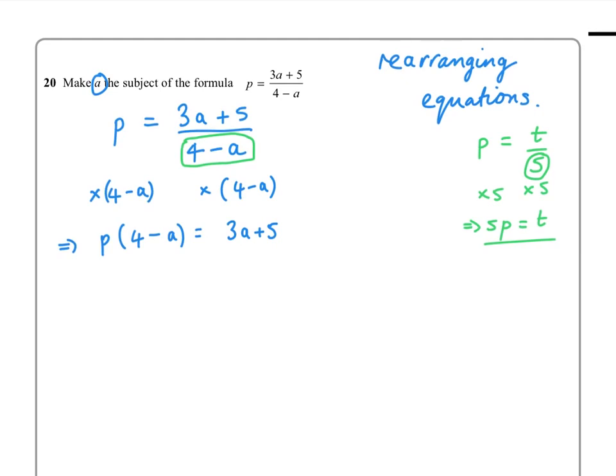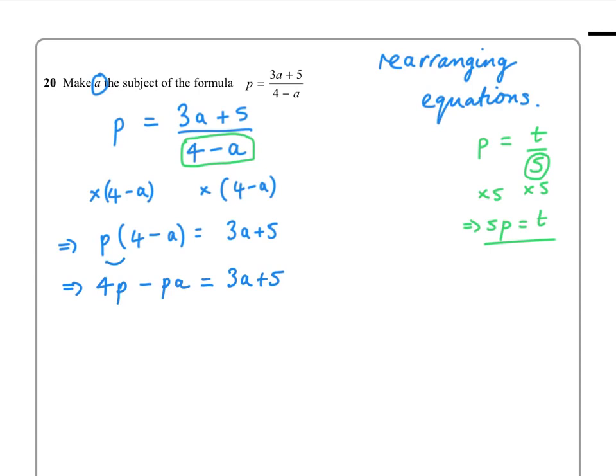Now, you may still be worried, thinking, well, hold on, I haven't got a on its own yet. Well, in this process, you just multiply out the brackets. You've got 4p, not p4, 4p minus pa. Now, the strange thing about maths is p4 was not allowed, but ap is. Okay, when you've got a number and a variable, the number always goes in front. That's just the way maths is. So in this situation, we've got 4p minus pa equals 3a plus 5.